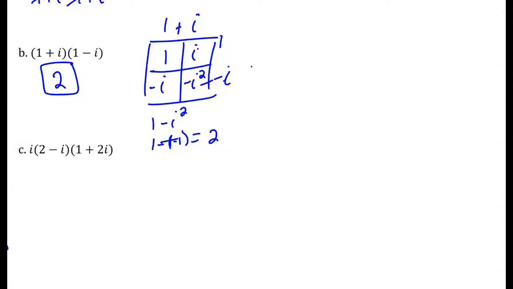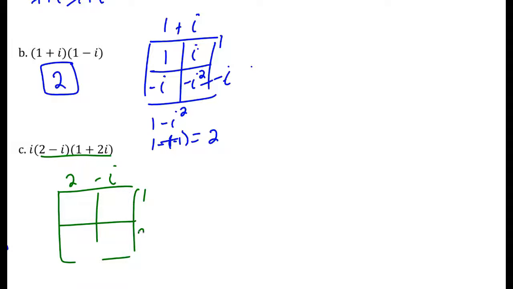Part C, i times 2 minus i times 1 plus 2i. A couple ways to do this. I'm going to first multiply those binomials together. So make my table. 2 minus i, 1 plus 2i. 2, negative i, 4i, negative 2i squared.